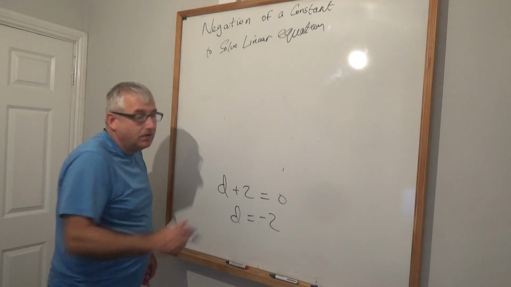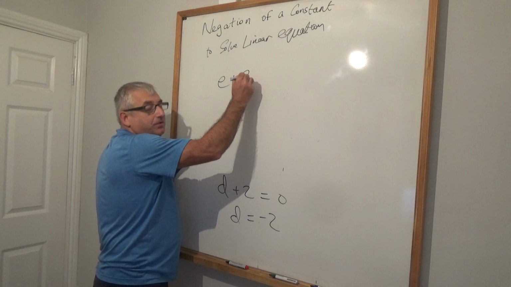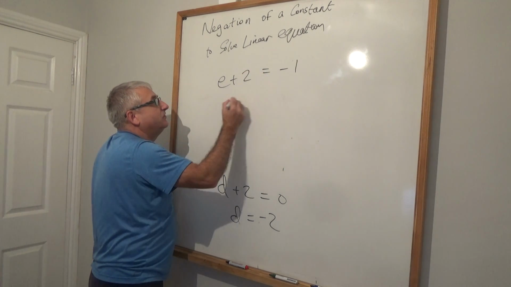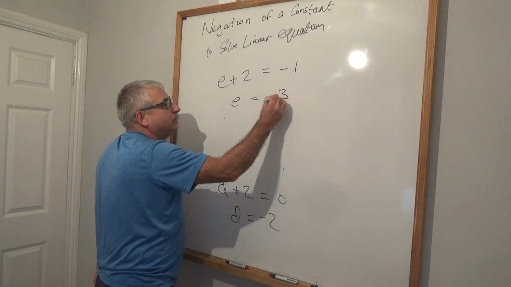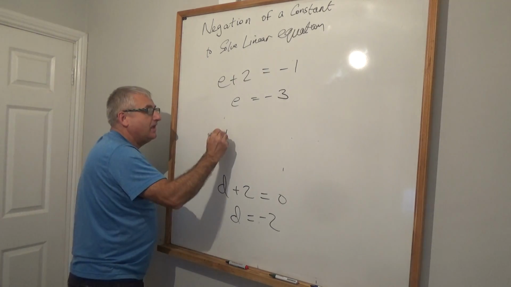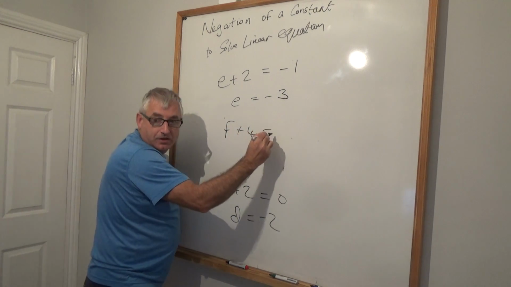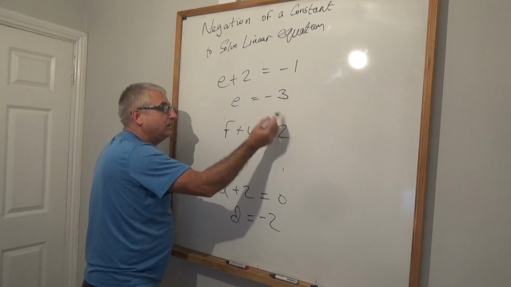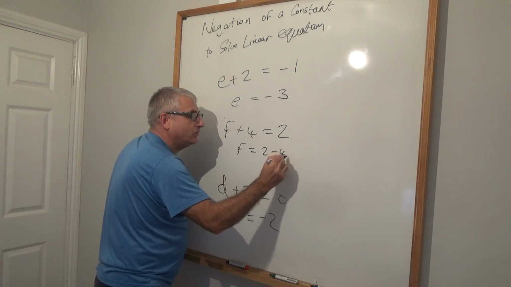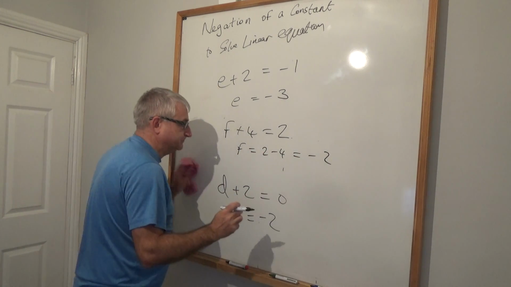For e, we have e plus 2 equals negative 1. Negate the 2. e equals negative 3. That'll be negative 1, negative 2. f plus 4 equals 2. Negate the 4. f equals 2 take 4. That's equal to negative 2.